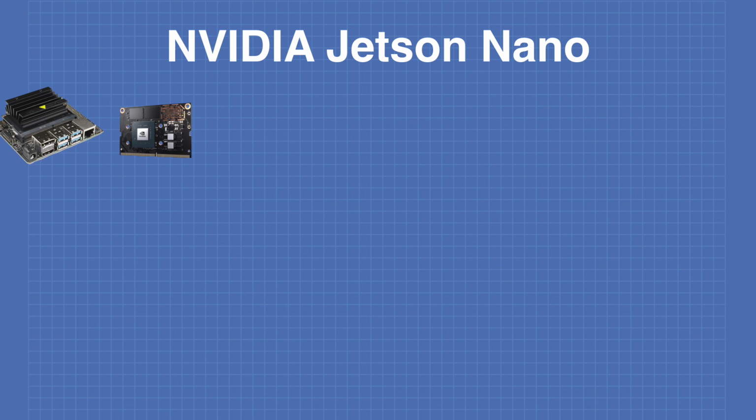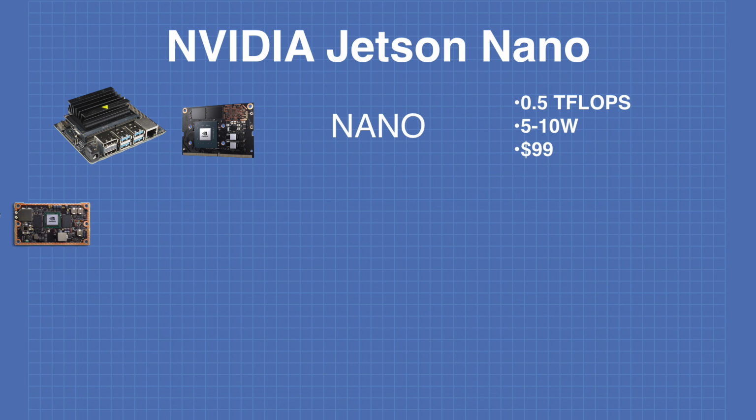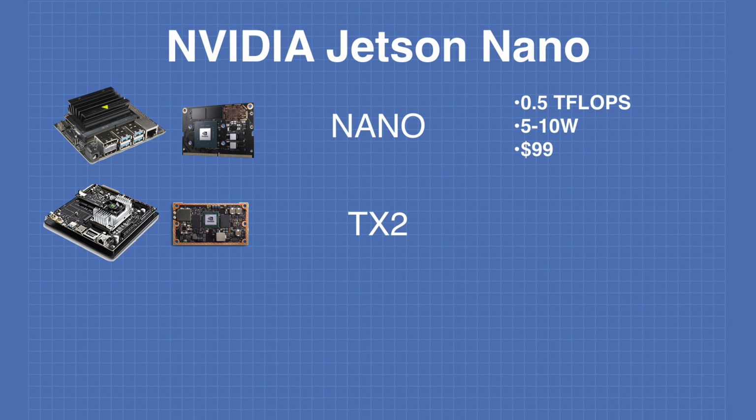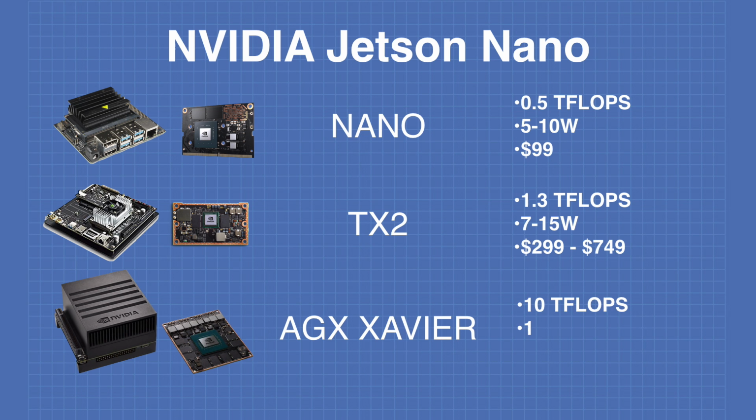Now here are some of the Jetson development platforms. There is the Nano, of course, which we're looking at today. It has a power of 0.5 teraflops, consumes 5 to 10 watts, and is priced at $99. Next up is the TX2. It has a power of 1.3 teraflops, consumes 7 to 15 watts, and is priced from $299 to $749 US. And then there is the Jetson AGX Xavier. It has a massive power of 10 teraflops, consumes 10 to 30 watts, and is priced at $1,099.